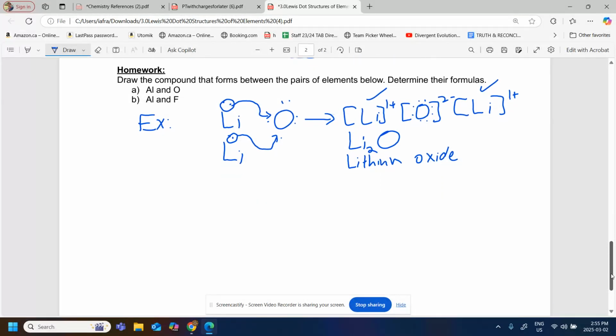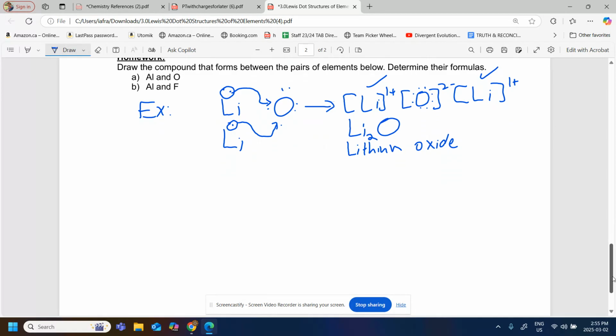After you've paused the video and tried it, you can unpause and check your work. So you're unpausing now, check your work. We'll do the compound between Al and O.